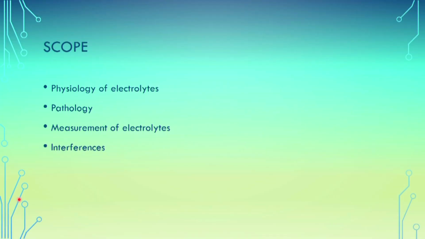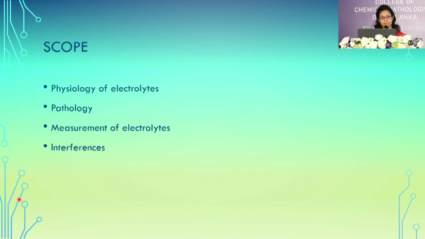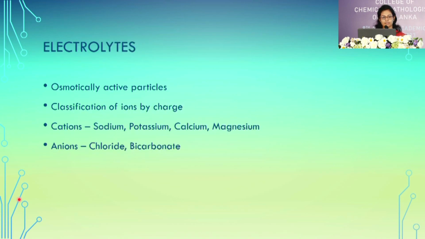Okay, so it's about electrolytes, what you need to know in laboratory practice. This is the outline: the physiology of electrolytes, followed by pathology, which includes electrolyte imbalances, then the measurement of electrolytes, and finally the interferences.